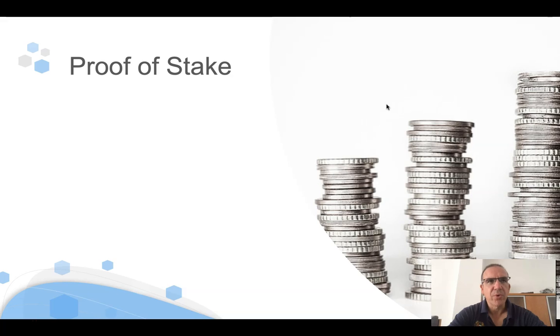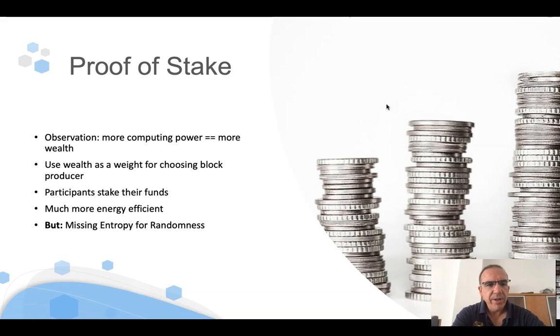So those alternatives, and proof of stake was one of the first to emerge really, and the initial protocols using proof of stake were very primitive but have now become much more sophisticated, and Ethereum is switching to proof of stake in the version 2.0 of their protocol. But basically the observation is, if more computing power is related to being more wealthy, if you have more money you can buy more computing power, then why not just use wealth directly as a weight for choosing the block producer? This random lottery, why don't we weight it with a stake in the system?